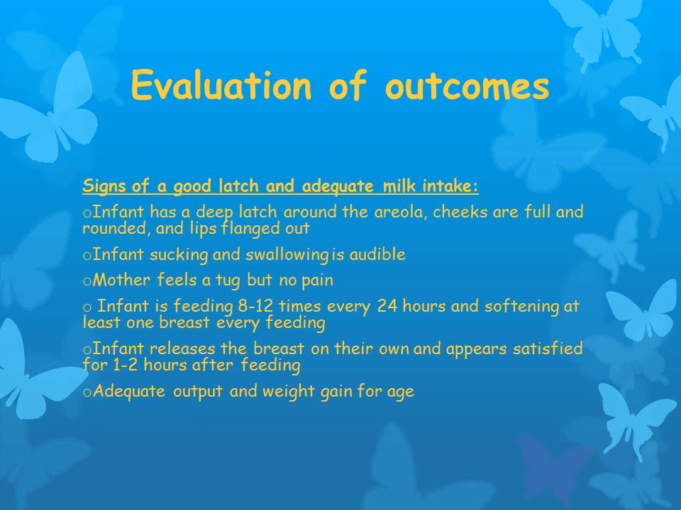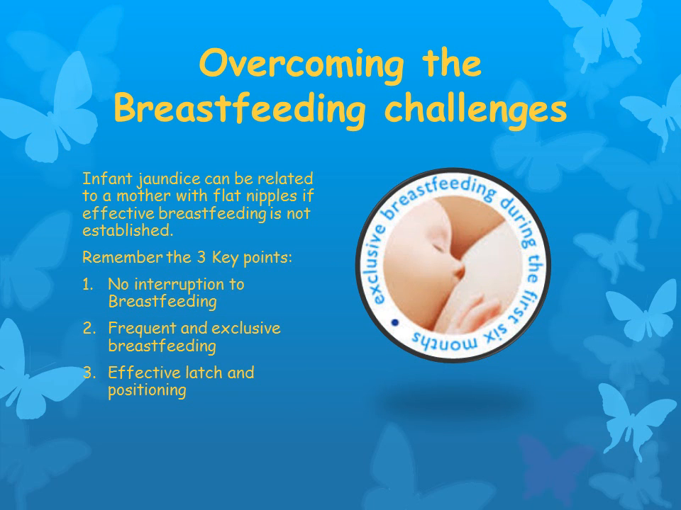Infant is feeding 8 to 12 times every 24 hours and softening at least one breast every feeding. The infant releases the breast on their own and appears satisfied for 1 to 2 hours after feeding, and the infant has adequate output and weight gain for age. Infant jaundice can be related to a mother with flat nipples if effective breastfeeding is not established. It is important to remember the 3 key points when overcoming both of these breastfeeding challenges. No interruption to breastfeeding, frequent and exclusive breastfeeding, and effective latch and positioning.